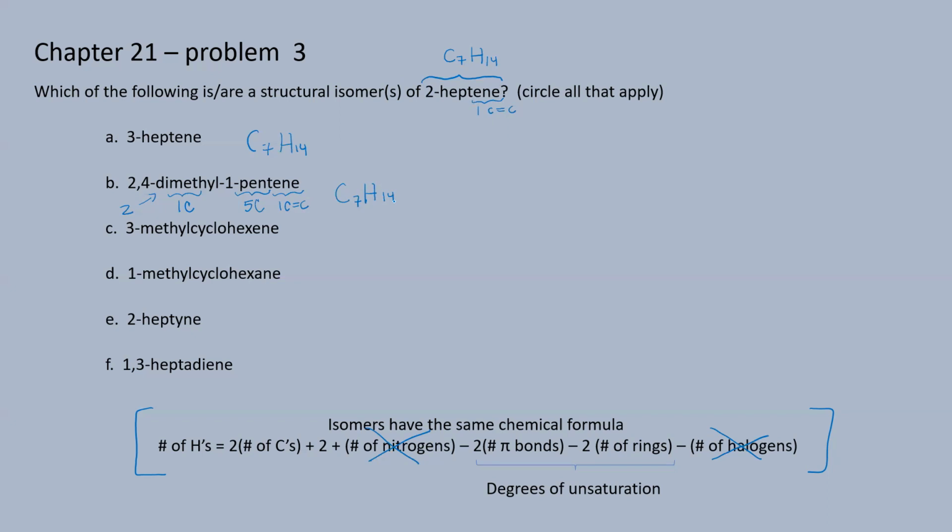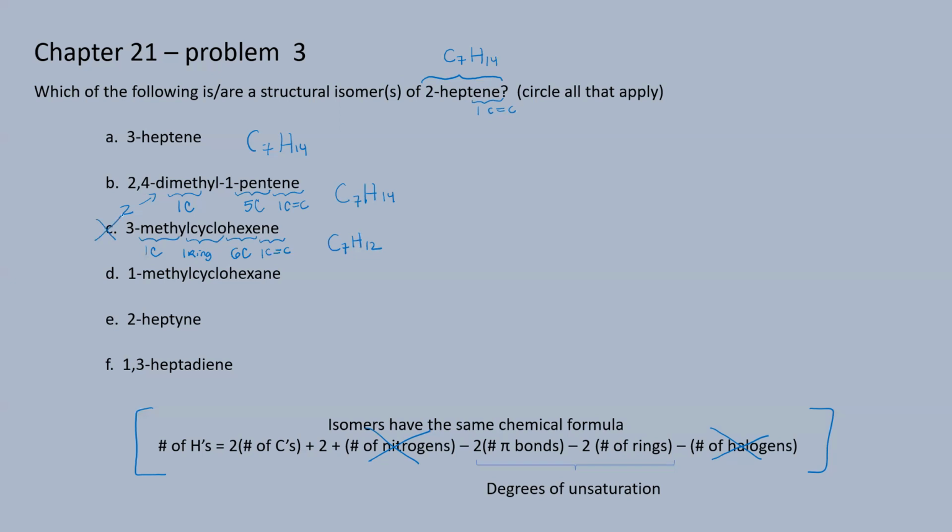Part C, 3-methyl. So meth, 1 carbon, cyclohexene. So hex is 6 carbons. So we have 7 carbons, and we have a double bond, but we also have a ring. So we subtract 2 for the double bond, and we subtract 2 more for the ring. So this is actually H12. So this is definitely not the same as our 2-heptene.